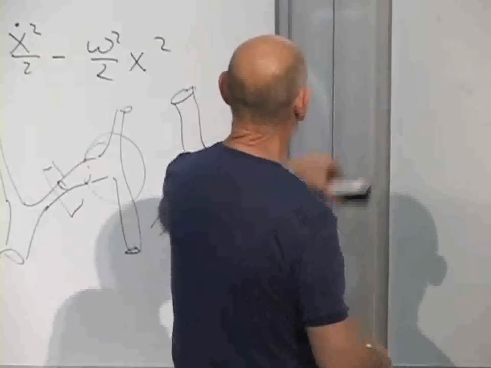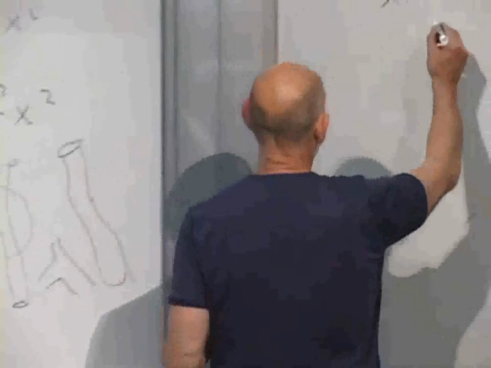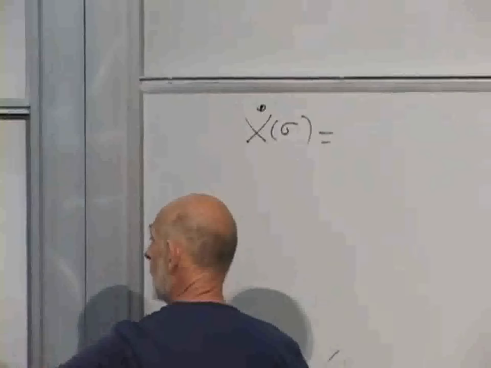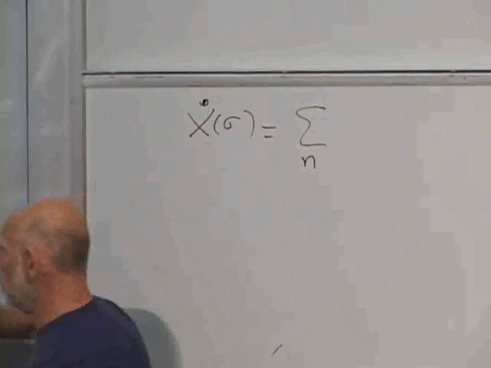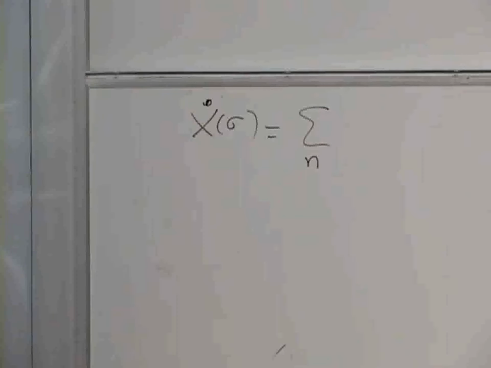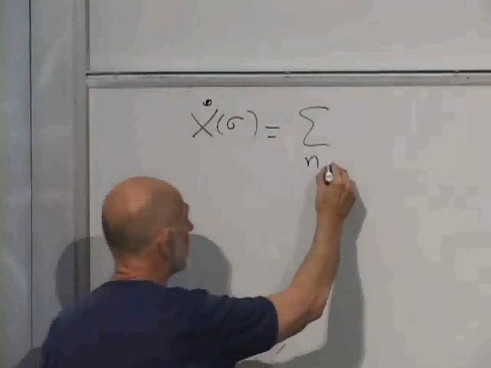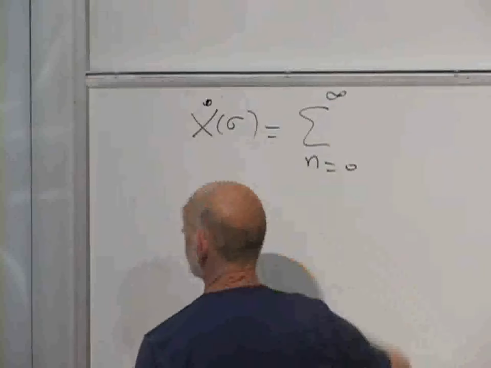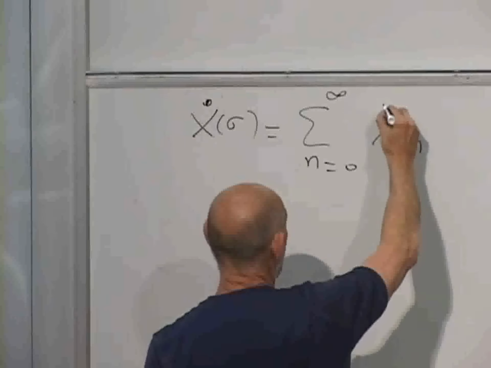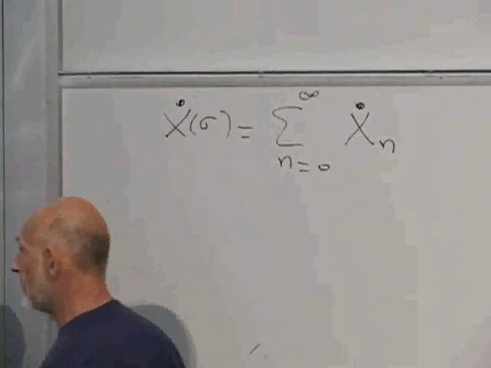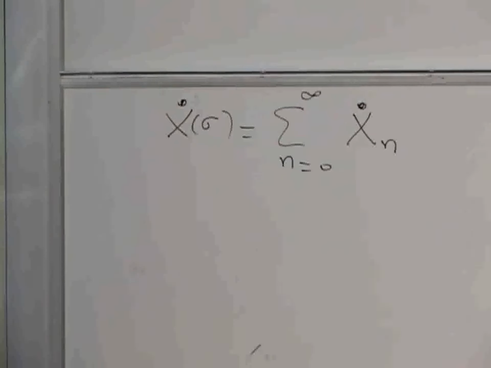Okay, how about x of sigma dot? What is that? That's going to be sum on n. We're just going to time differentiate. We're going to differentiate this with respect to time, term by term. So this is n equals 0 to infinity of, I'll write it as xn dot, the time derivative of xn, times cosine n sigma.